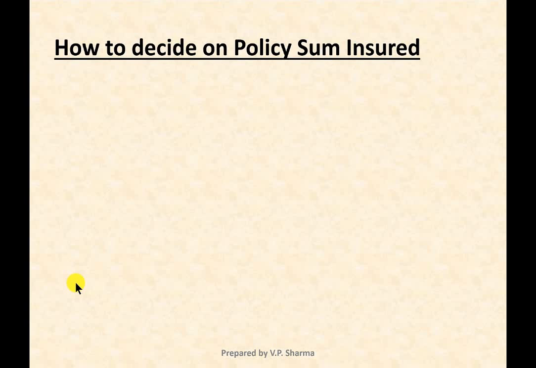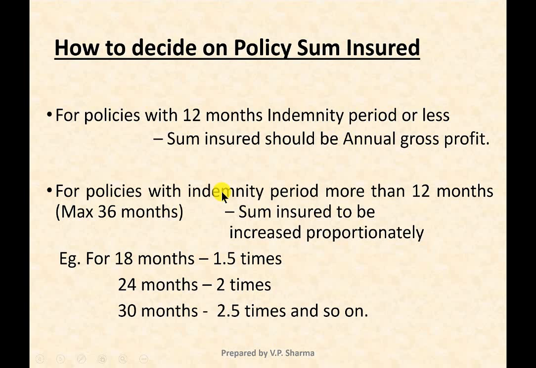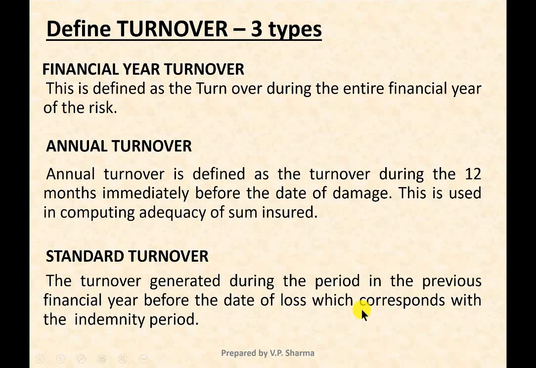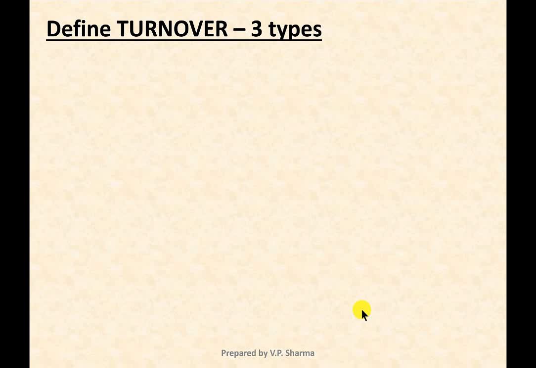Now the question comes, how to decide the policy sum insured? As per the fire tariff, for policies with a 12 months indemnity period or less, the sum insured must represent the annual gross profit of the industry. Then for policies where the indemnity period is more than 12 months, maximum it can go up to 36 months, the sum insured has to be increased proportionately. That means for 18 months, it should be 1.5 times the annual gross profit. For 24 months, 2 times, 30 months, 2.5 times, and so on. So for 3 years, 36 months.